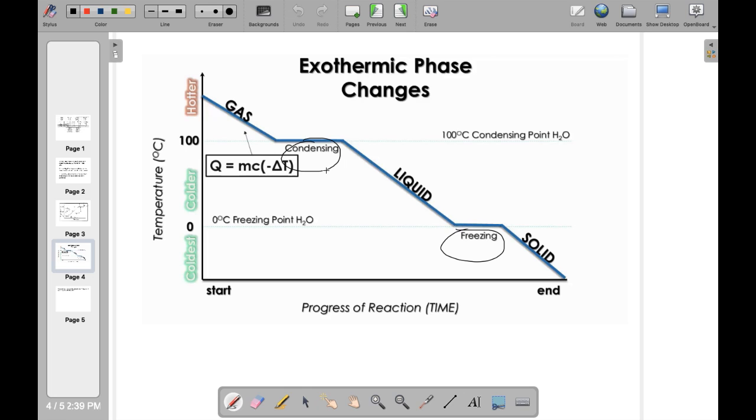And also, this is just water. If it's any other substance, the temperatures here are going to be different because all substances have different melting points and vaporization points. So I hope that helps you understand that a little bit. We've gone over it before, but the more we go over it, the better off we will be.